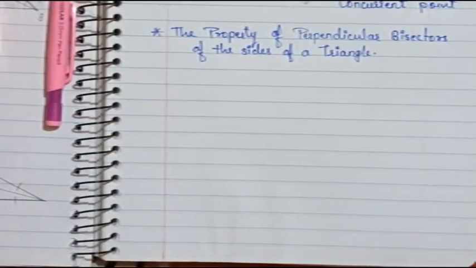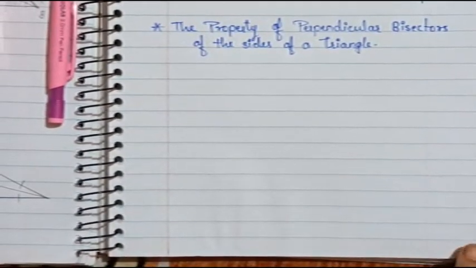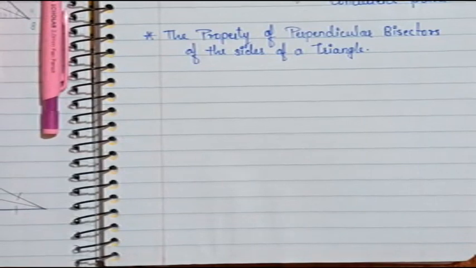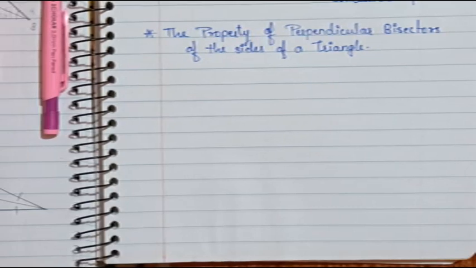Now, students, we are going to study the next part, that is the property of the perpendicular bisectors of the sides of a triangle. Okay. What does that mean? Now, what is the perpendicular bisector of the sides of a triangle? Earlier we studied the perpendicular bisector of a line segment, right? Line segment that we studied.